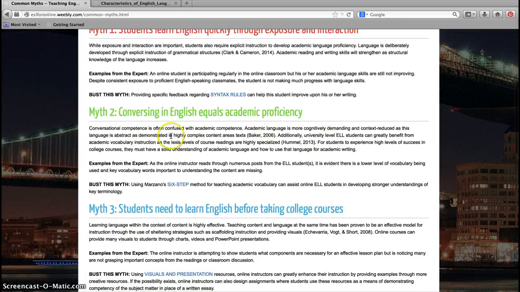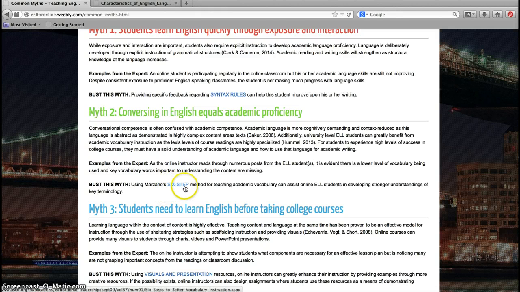Another myth is that conversing in English equals academic proficiency. And while conversational competencies are important, academic competence is equally important, if not more important, in the online college classroom. So busting this myth, we need to help our students understand higher levels of academic vocabulary, and we need to support their understanding of academic vocabulary terms that we use in our classroom.